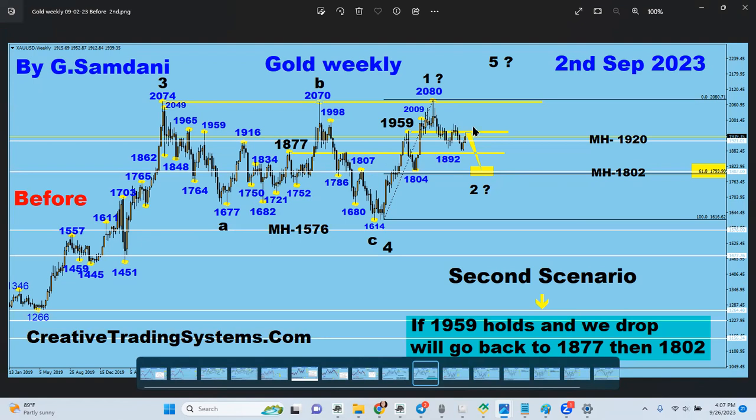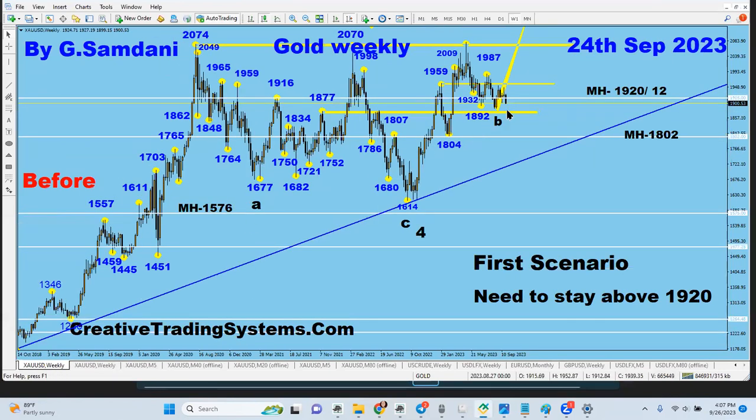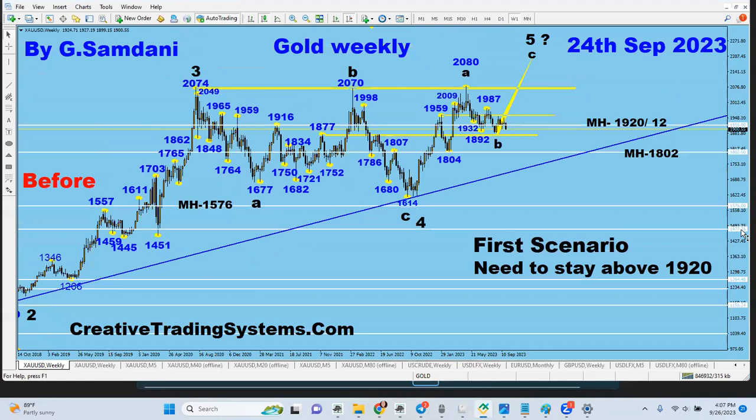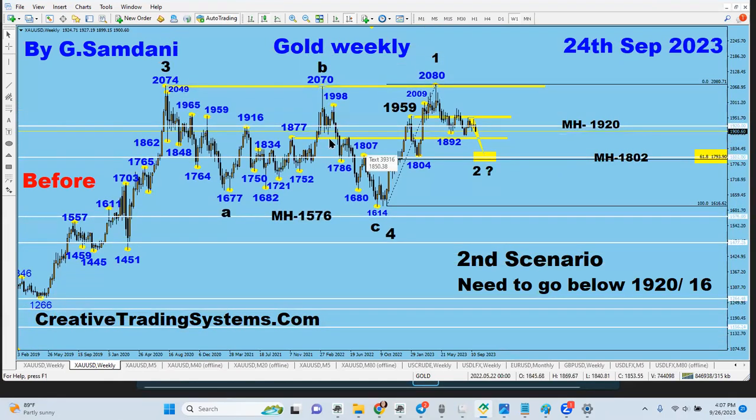So that's what happened, that we went up there, hit the 1959, and after that we started to drop, and right now we are just above 1877. Let's go take a look at the live chart, and this is the weekly live chart here. This is how the first scenario looks. It went up there and then in ABC fashion came down to where we are. And this is the second scenario. Again, it is the same thing, but it's showing all the way down below 1877. We will go down to 1802, right? I still think that the first scenario is better.